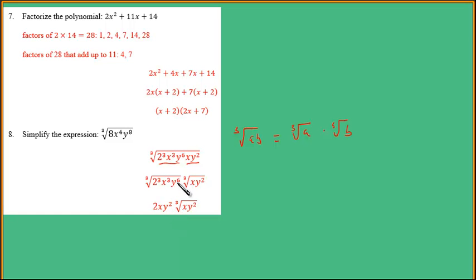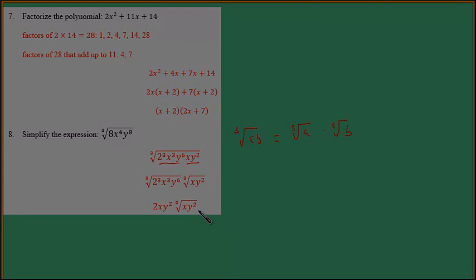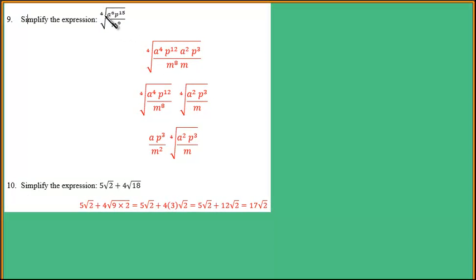Y squared. Or you can just say, well, 6 divided by 3 is 2, 3 divided by 3 is 1, 3 divided by 3 is 1. And of course then this can't be simplified anymore, and so this remains as the cube root of xy squared. Here we have a very similar problem.